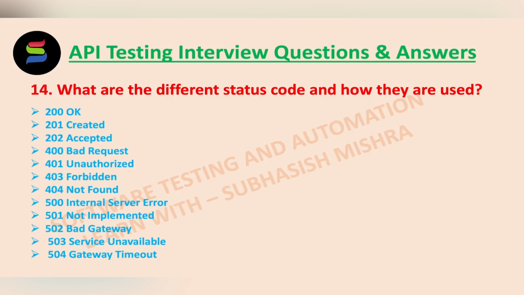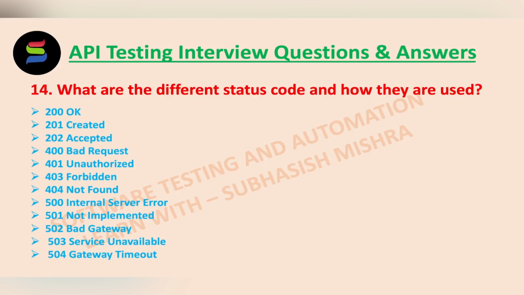401 unauthorized means the request page needs a username and password, basically the access. Then 403 forbidden, access is forbidden to this requested page, in that case we will get 403. 404 not found, the server cannot find the requested page.